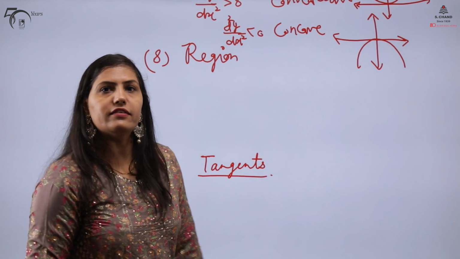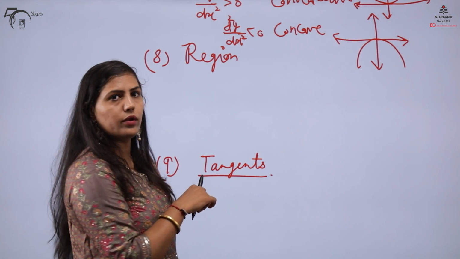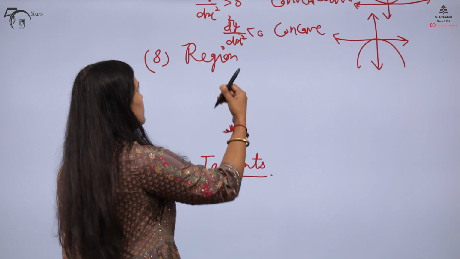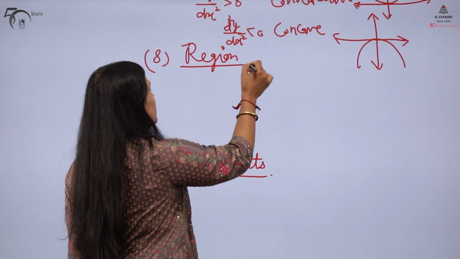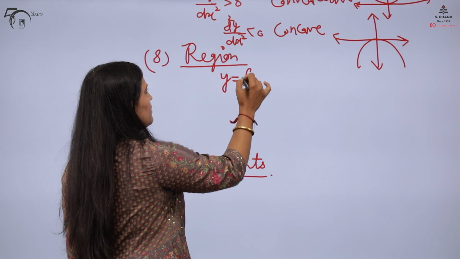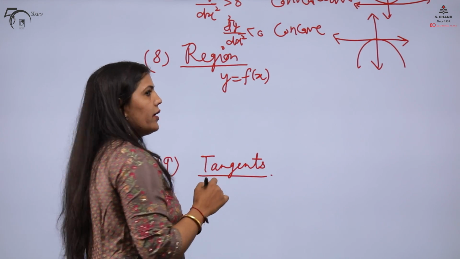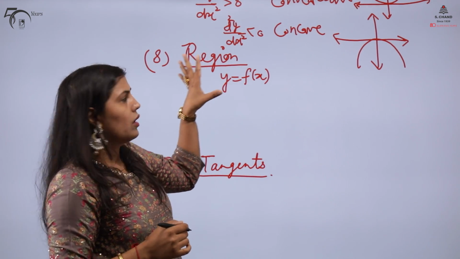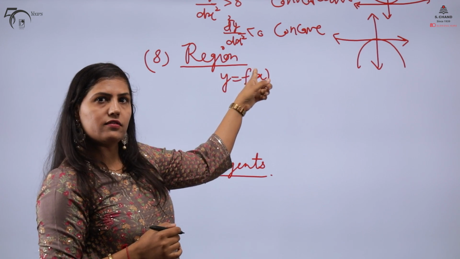Now, 7 points we have already discussed. Coming now to the region part. This is also an important point when we are tracing a curve. Region, what does it mean? How will you calculate it? You have this equation, right? Just check for what values of x and y this equation is satisfied.